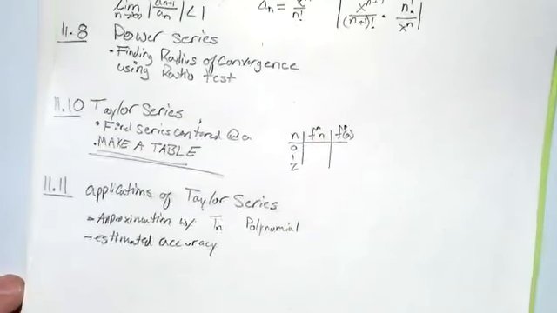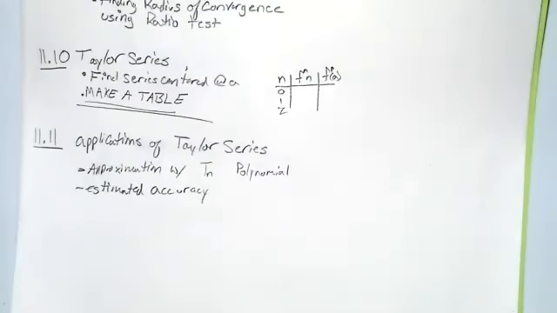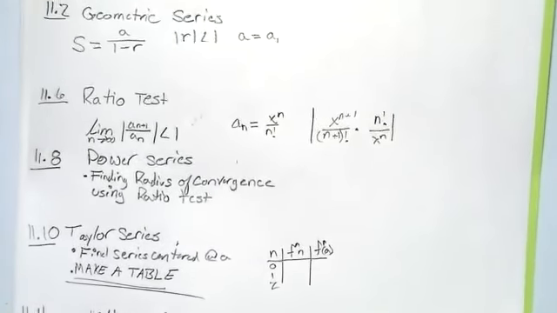And then finally, applications of Taylor series. This is the homework you guys have due tonight. In this, we're going to be thinking about approximating some functions with a T sub n polynomial, and from that, asking what is the estimated accuracy of this T sub n polynomial? Those are the 5, 6-ish sections on the test if you include sequences, but these are the 5 that really need to be touched on.